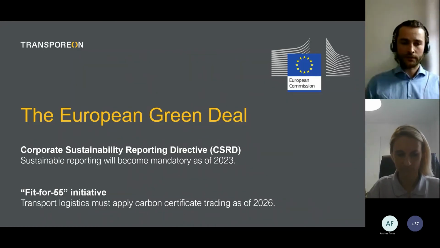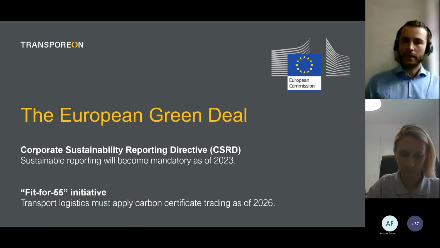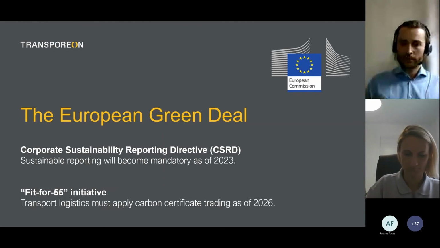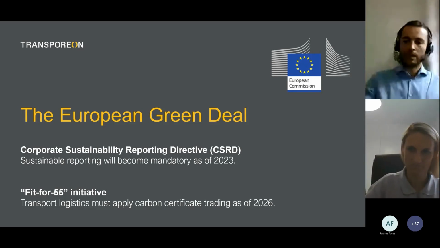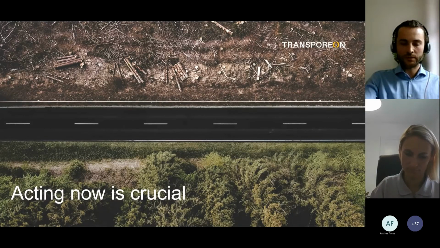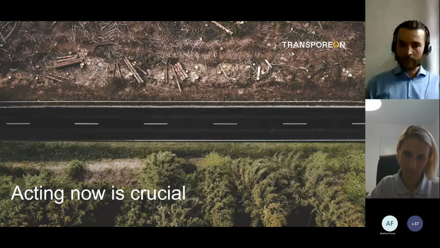We're having a lot of legislative support recently here in the European Union. We have the European Green Deal, which brought this topic to top priority. The CSRD is about to be established from next year on, so things are moving in the right direction. Emission reporting will become mandatory. And we have the Fit for 55 initiative, where we need to apply carbon certificate trading as of 2026 to our industry. So the compelling event is there. Acting now is crucial, as we could see in the graph from Ross, that we are very far away from our actual promises.